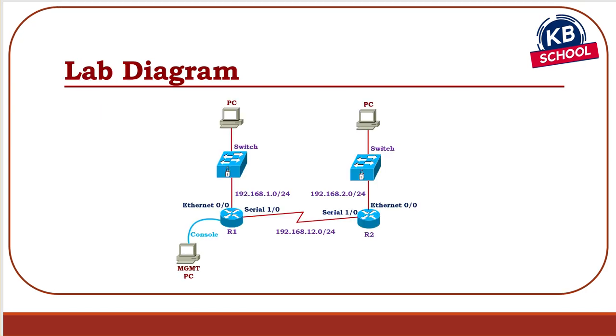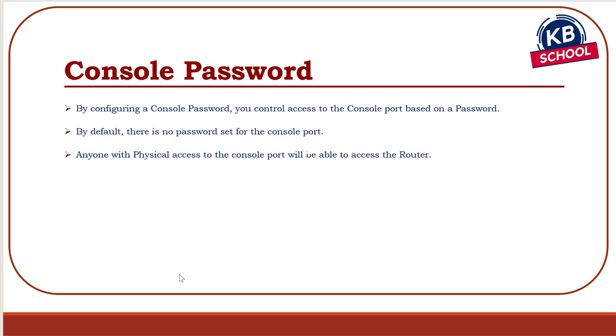Again, I'm still working on the same topology, same lab, same setup, where router 1 and router 2 have a WAN connection to each other over the serial link. It is connected through the console to the management PC. So let's take a look at the lab based on that. The first thing we'll look at is the console password: what it does, and how to enable it.